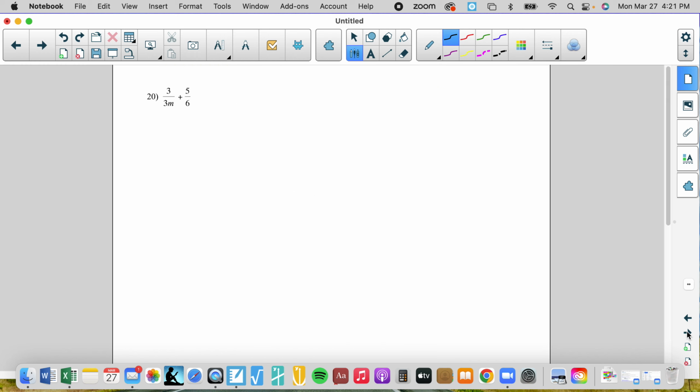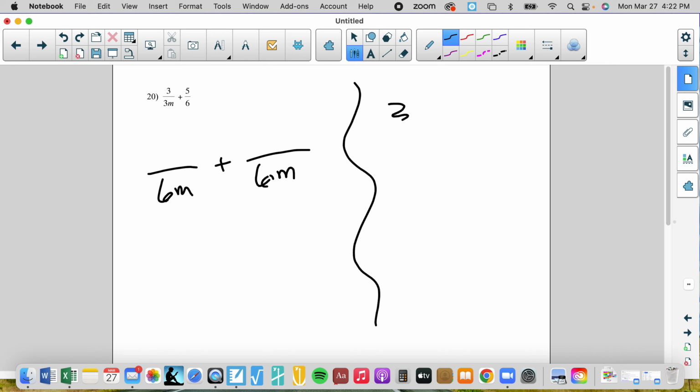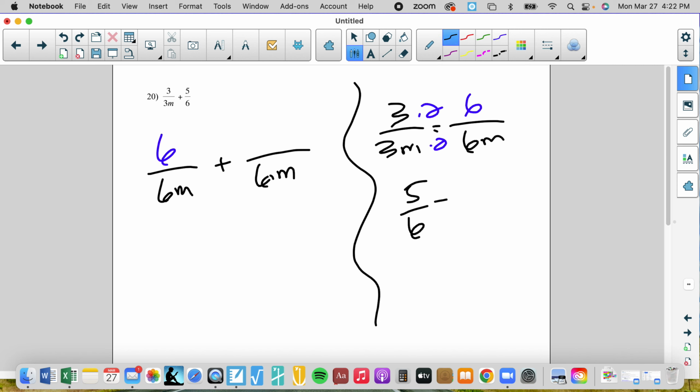And last but not least, oh, look how easy this one is. This was super easy. Common denominator is 6m. Mr. Mac went super easy on the last one. Well, you made it this far, so why not? 6m, we're going to multiply by 2. We get 6. We have 5, 6 equals 6m. We're going to multiply by m.